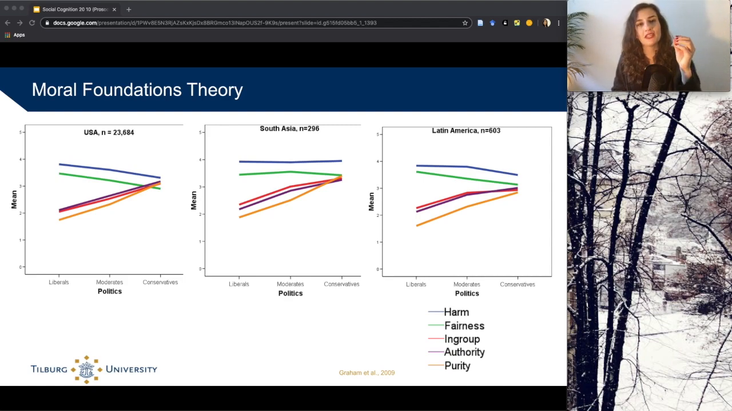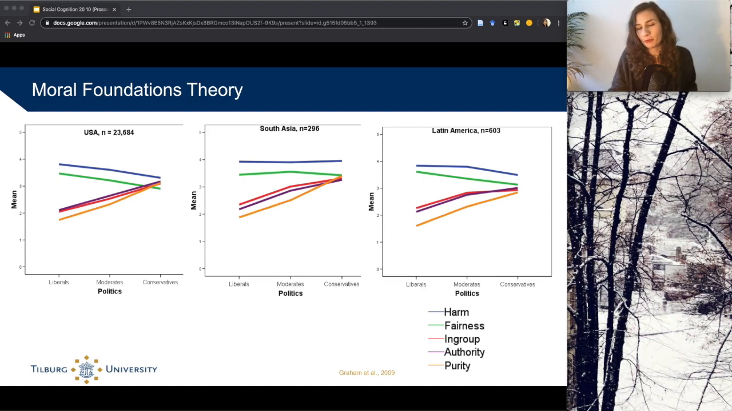So what do we see? We see that liberals, on average, across these 3 countries, across these 3 world regions, they value harm and fairness more, or they find violations of harm and fairness more problematic than violations of in-group, authority and purity.